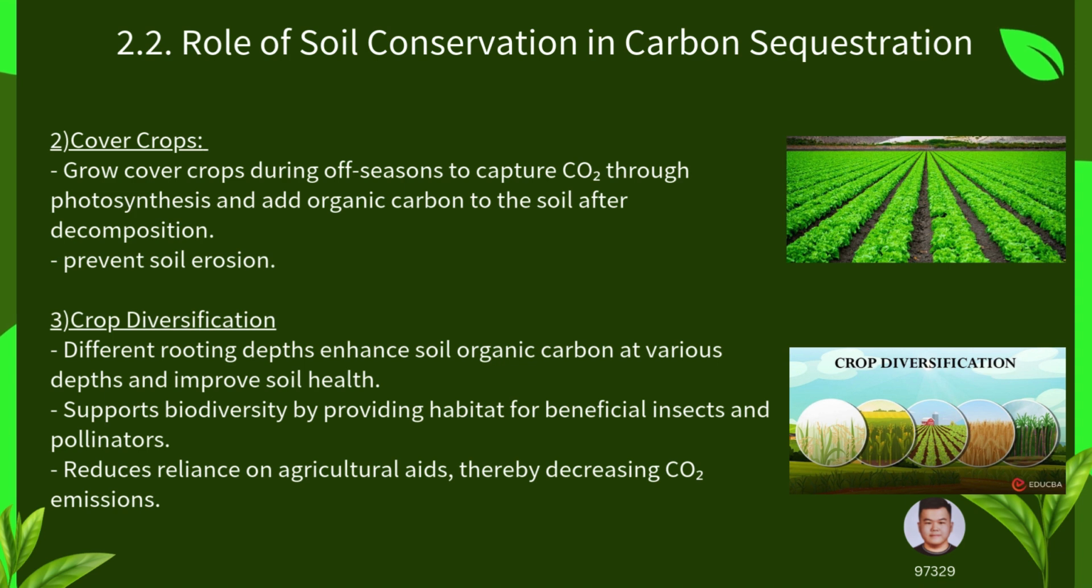Thirdly is crop diversification. Different rooting depths enhance soil organic carbon at various depths and improve soil health. And it can also support biodiversity by providing habitat to beneficial insects and pollinators. And it can reduce reliance on agricultural aids, thereby decreasing CO2 emissions.